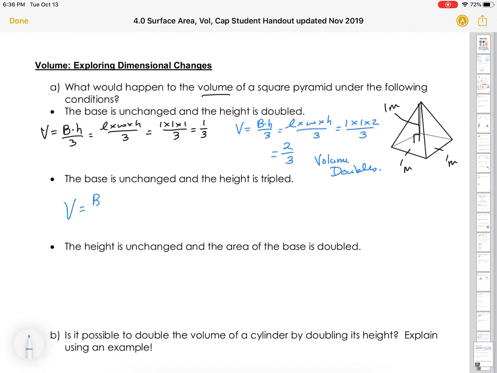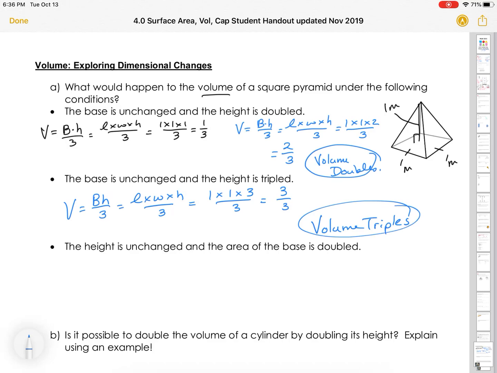What happens when the base is unchanged and the height is tripled? So let's try that. So volume is equal to base times height over 3. Length times width times height over 3. Length is 1, width is 1, height is 3. So we get 3 over 3, which is basically triple of the original, and it increases. So if we triple the height, the volume triples. So really changing that height has an impact on what's going on.